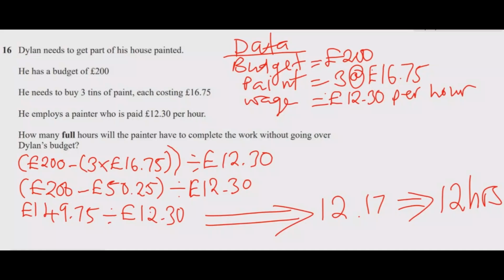Here Dylan can even consult the painter on how many hours the job will take. If the painter says 15 hours, then either they agree that he reduces the hours and speeds up the work, or Dylan goes and finds someone else to do the work within those hours. So basically, that is the answer: 12 hours is the time the painter will take.